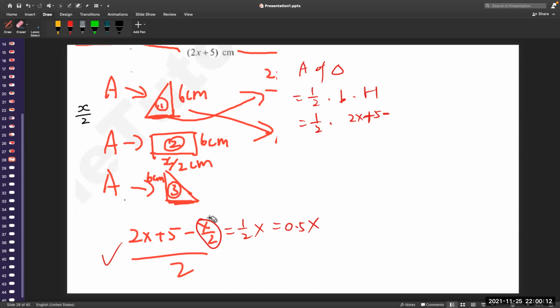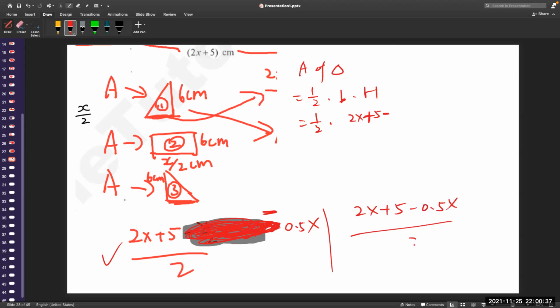So instead of doing this, I do with minus 0.5 because it's easier for me. I'm not going to use this two. I just replace it by my minus 0.5x. So let me simplify this first because it's going to help me. So it's 2x plus 5 minus 0.5x and then divide by 2.